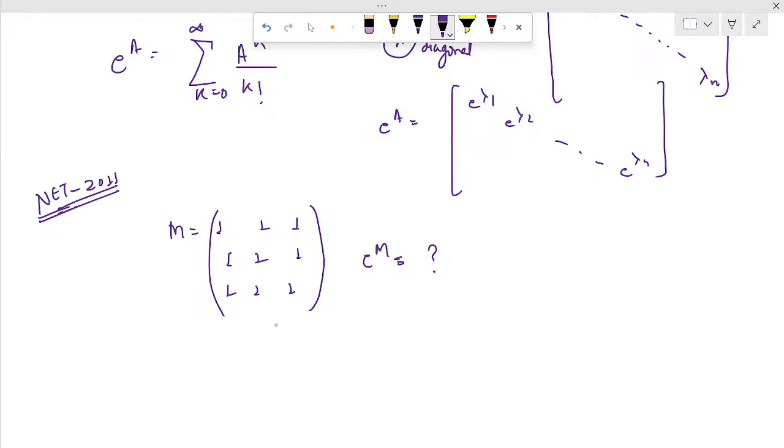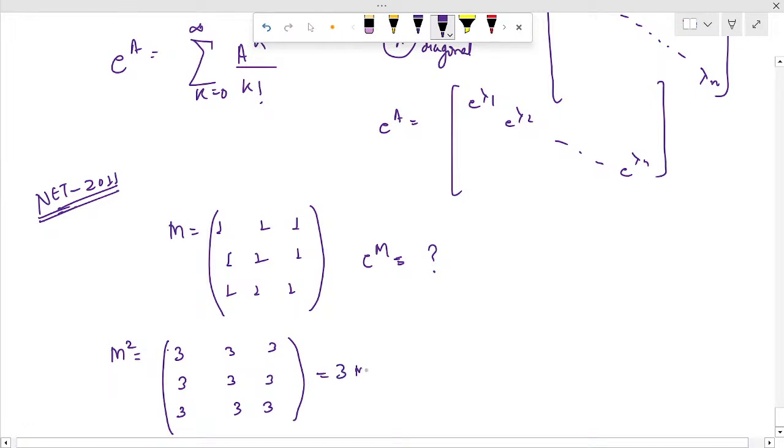So if I want to write e की power m, I'll have to take the various powers of m. So what would be m square? If you find m square, it would be simply 3, 3, 3. This I'm leaving for you, do it on your own. If you do m square, you'll find 3, 3, 3, all rows 3, so I can write it as equals to 3 times m.